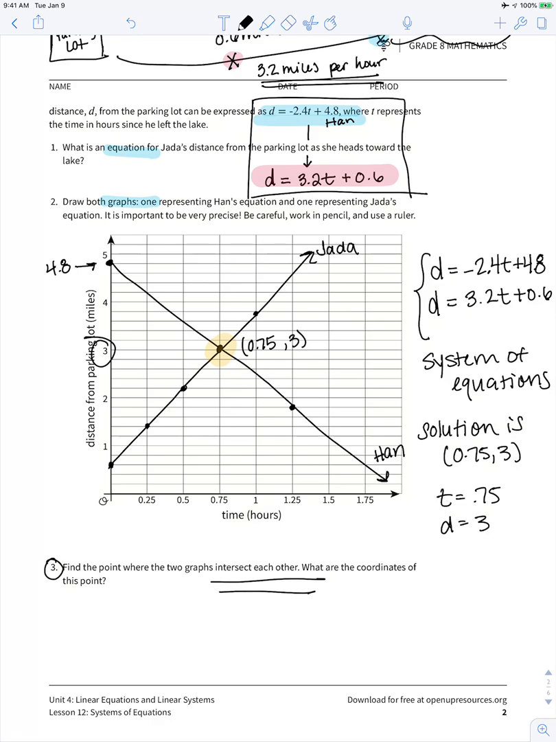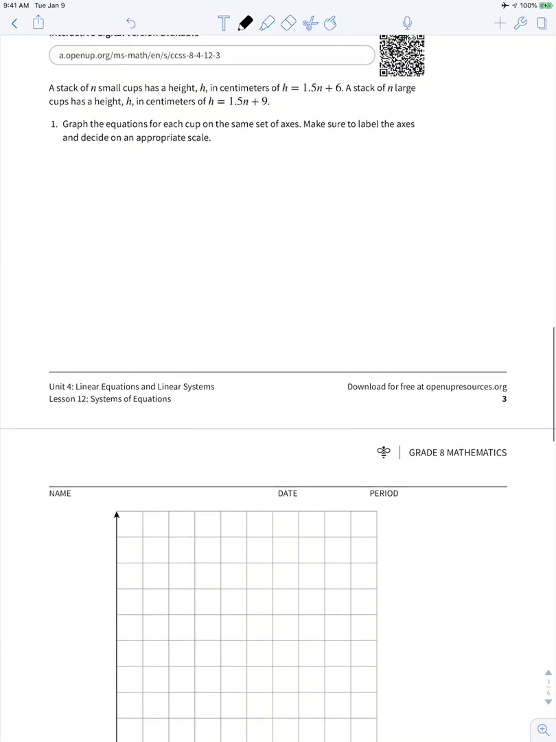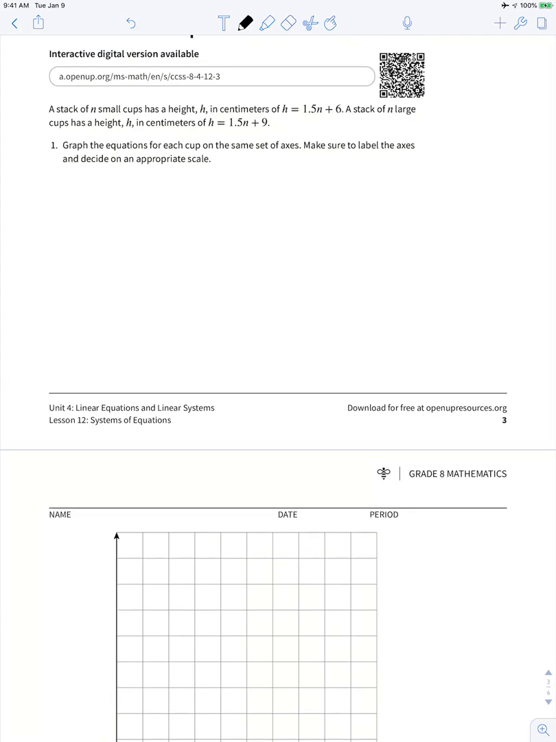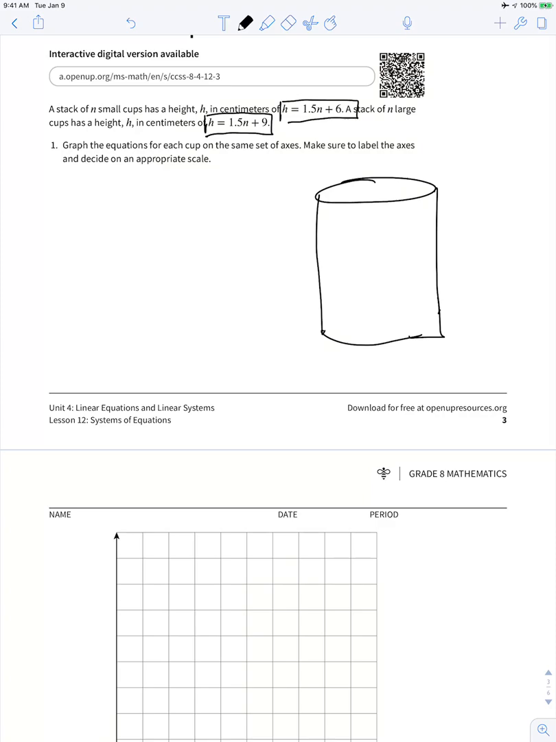The last problem is not as detailed. We go back to that idea of the stacked cups, and they actually give us the equations. So H is equal to this for a stack of small cups, and then for a stack of large cups, H is equal to this. And again, just remember, if you think back to what the stacked cups look like. So if this is, let's do a small one and a large one.